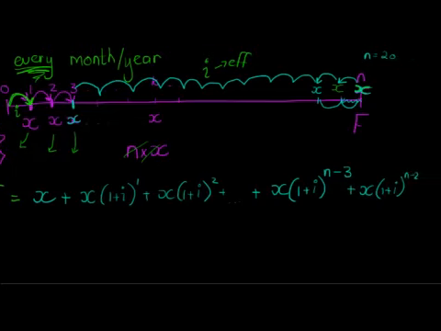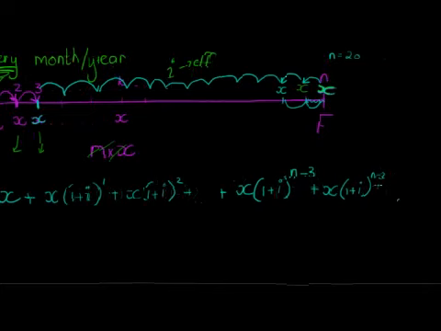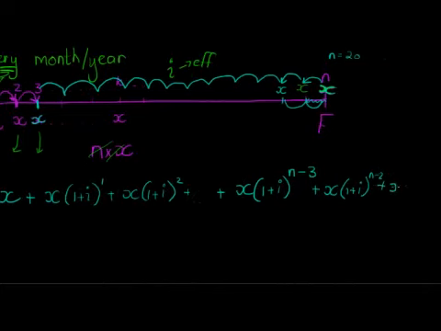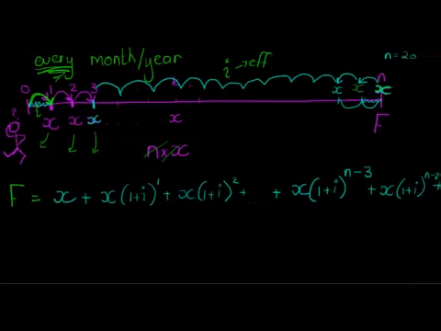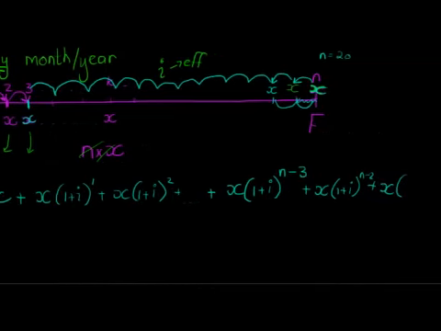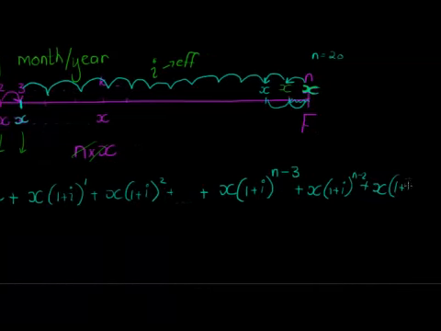And finally, I'm running out of space, or not the last one, actually the very first investment, earned interest not during the first month because it wasn't invested yet, but only during all of the rest of the months. So it didn't earn it for n, because it didn't earn it for the first period, it earned it for n minus 1 time periods.